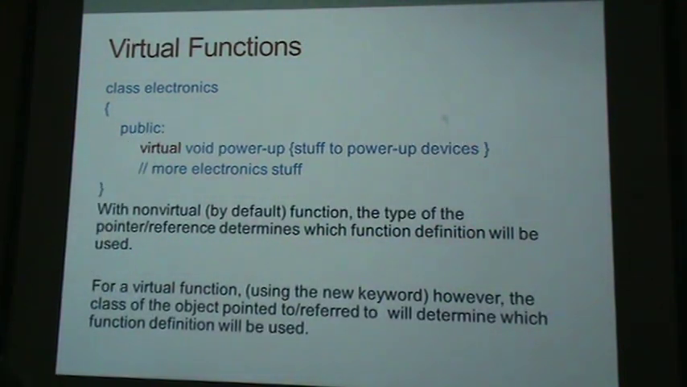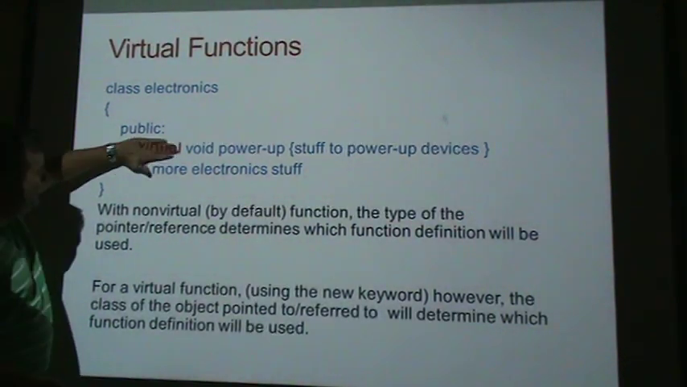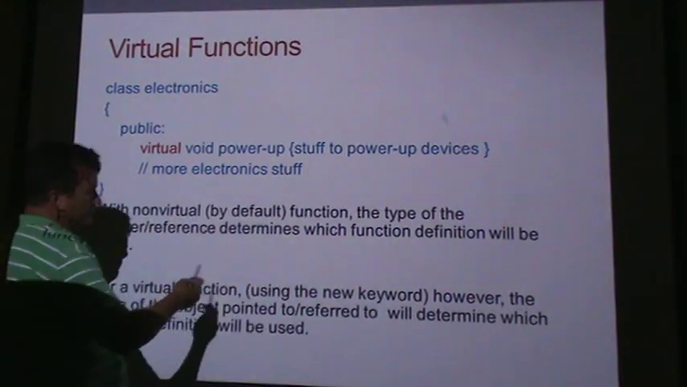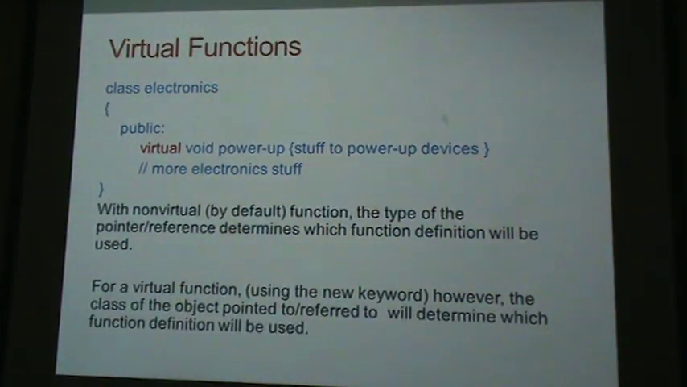So that's what this new word virtual is. A function that does not have this word we now refer to as a non-virtual function, even though that's the default. You don't say non-virtual, you just leave out the word virtual. With non-virtual functions, which is the default, the type of the pointer or reference determines the function definition that's used. For virtual functions, using this new keyword, however, the class of the object pointed to or referred to will determine the version that's being used.